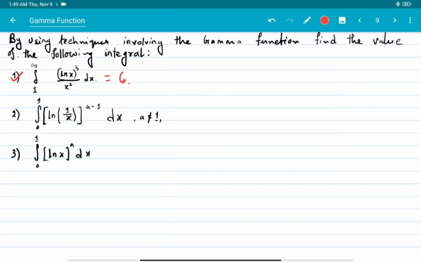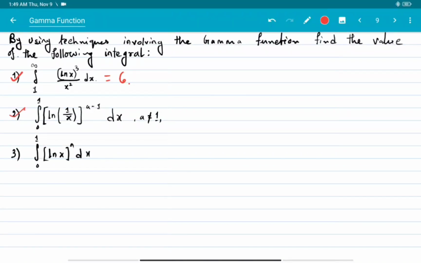Next we'll do this. You can pause the video once and try it out yourself with the help of this one. Okay. So here the substitution will do that. So let us do the substitution.